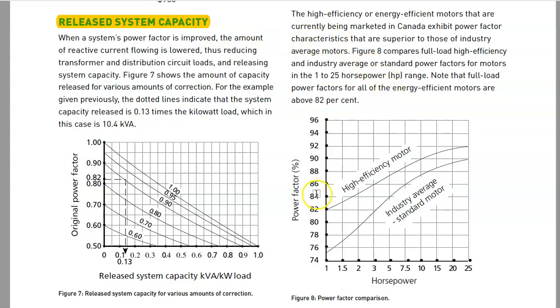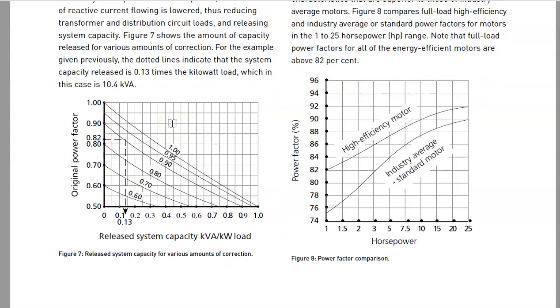Anyways, that's obviously a little bit of an anomaly. You're not going to get that on everyone, but do check that. If you're going to be looking at doing a service upgrade, make sure that you can't just do the additional load by releasing system capacity.